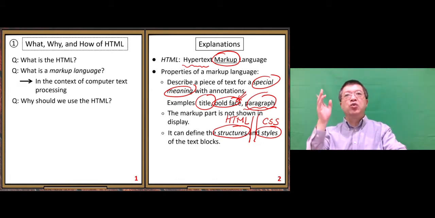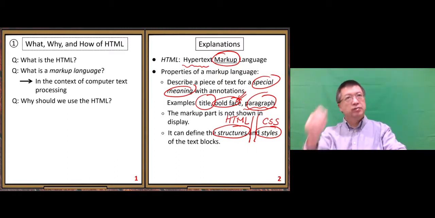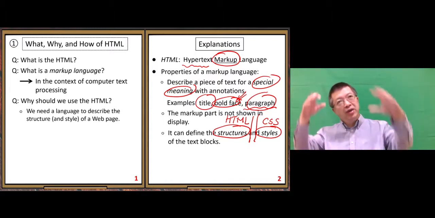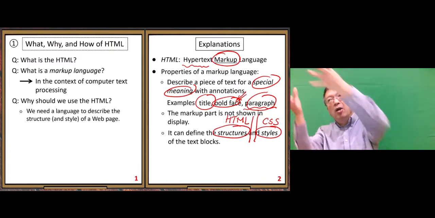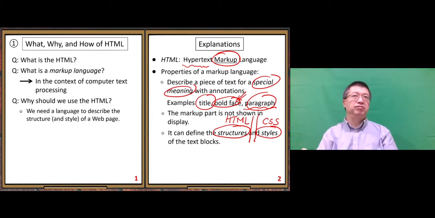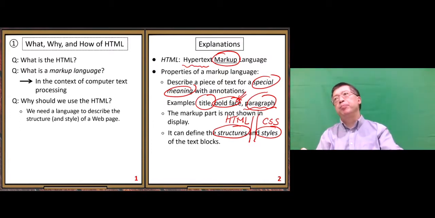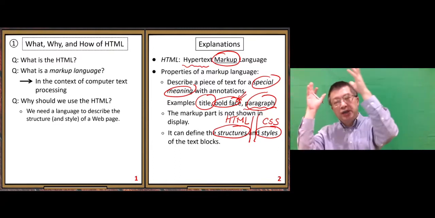The next question, why should we use the HTML? Why is it useful? Why should we use it? The answer is very straightforward. First, we need a language to describe the structure and the style. Here I put it in parentheses, because later we will shift this responsibility to CSS. But in the early version of HTML, this part is included inside HTML. Later, people realized it's not a good way. So it was removed, using a different technology to take care of that.